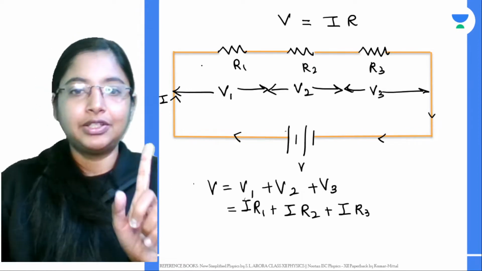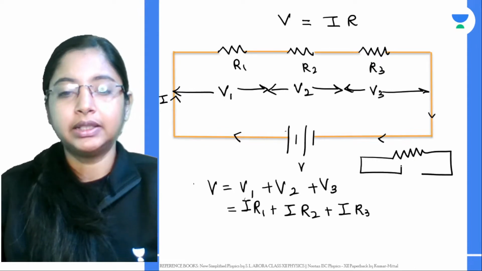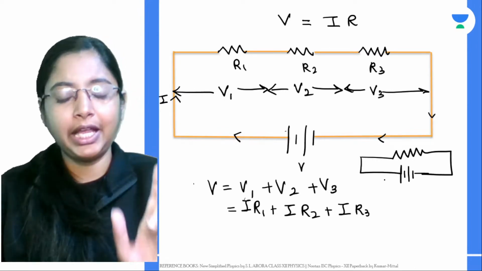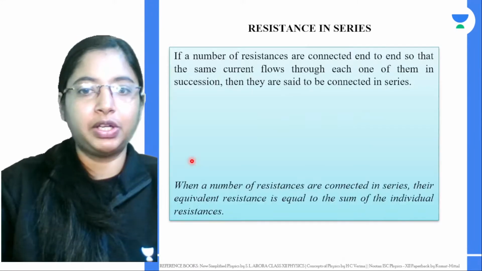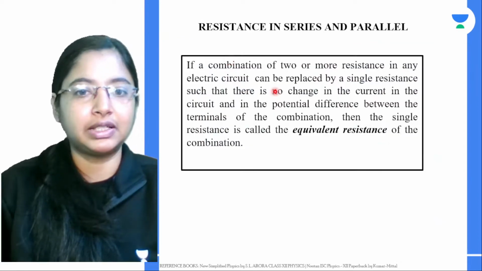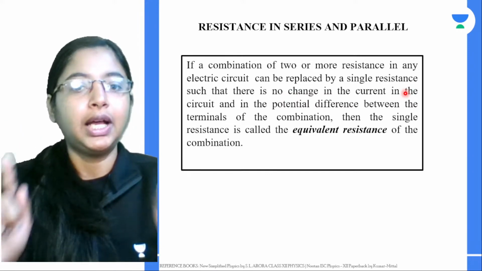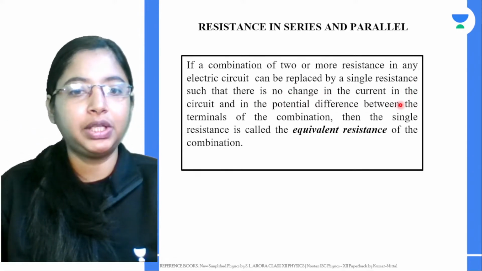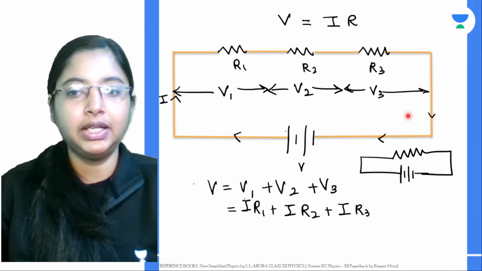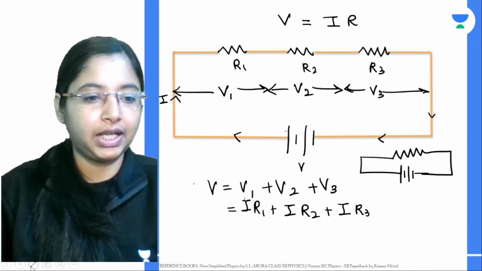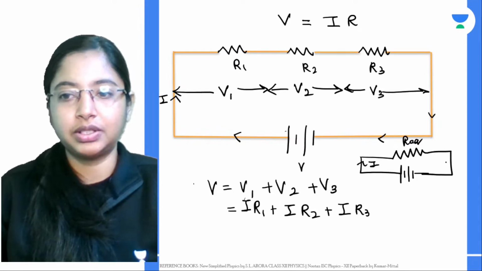Now, instead of using these 3 resistors, if I use a single resistor that produces the same current and same potential, that is the combination. Instead of using 2 or 3 resistors, if you replace them with a single resistor, and there is no change in current in the circuit or the potential difference applied between the terminals, then we call it an equivalent resistance. So this is your equivalent resistance R, and the current flowing through the circuit is I.